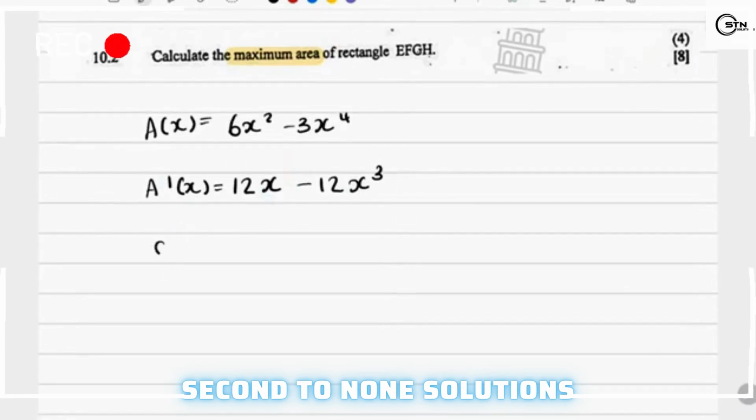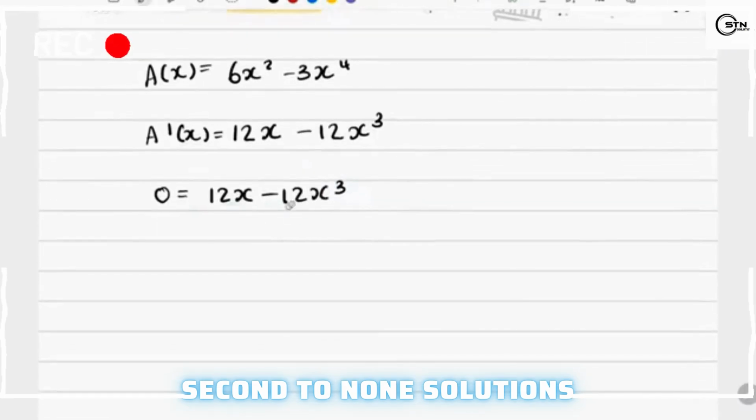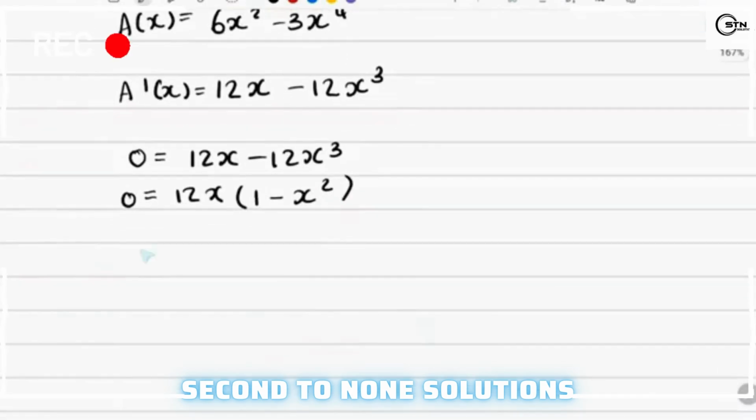Then you're going to set it equal to 0 so that you can find that maximum or minimum point, those turning points, the stationary points. So 0 is equal to 12x minus 12x cubed. Since they both have 12 and x, just take out 12x as a common factor. Then you're left with, if you divide that by that, you get 1. If you divide this by that, you get negative x squared. So this is what we have.